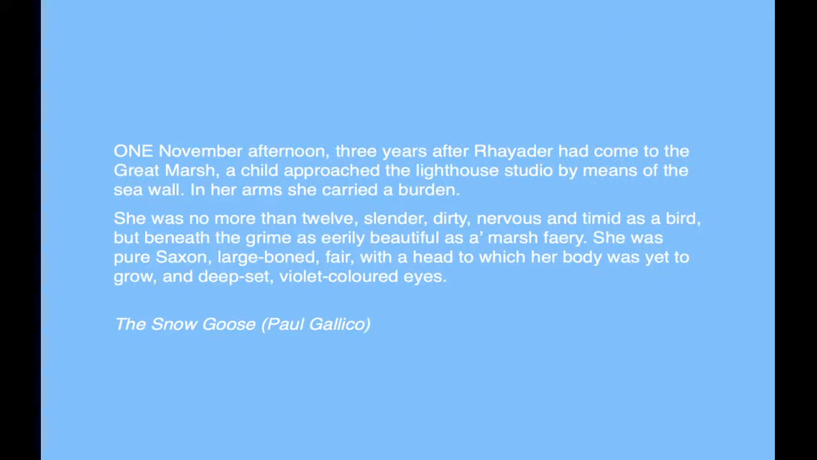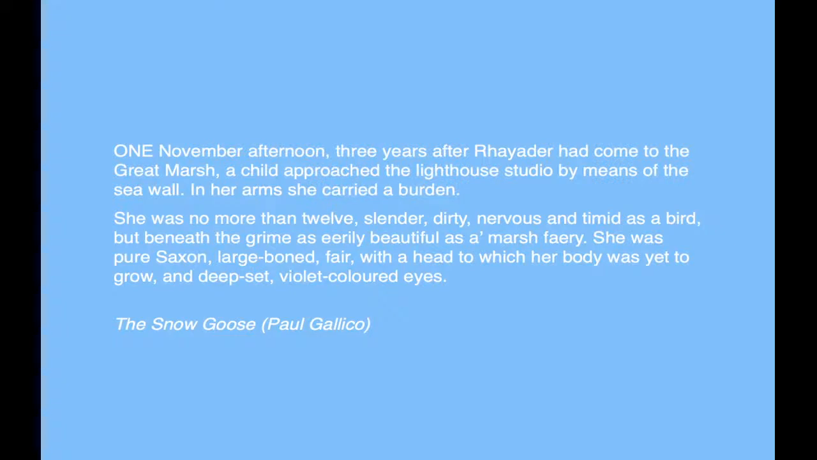One November afternoon, 3 years after Ryder had come to the Great Marsh, a child approached the lighthouse studio by means of the sea wall. In her arms, she carried a burden. In this instance, actually, she's carrying the injured snow goose that has been shot, actually.